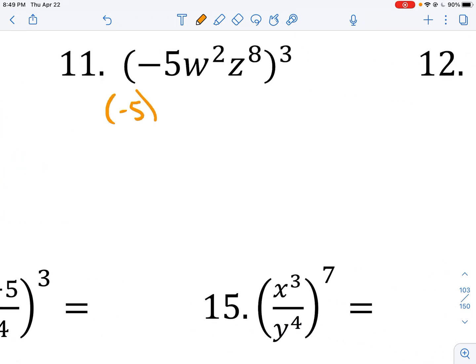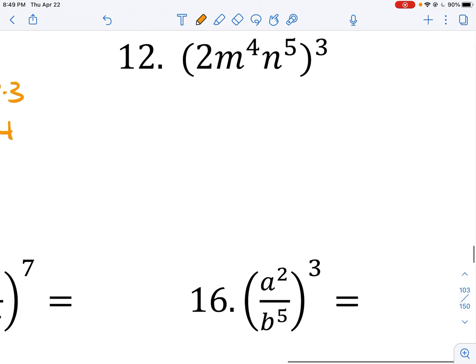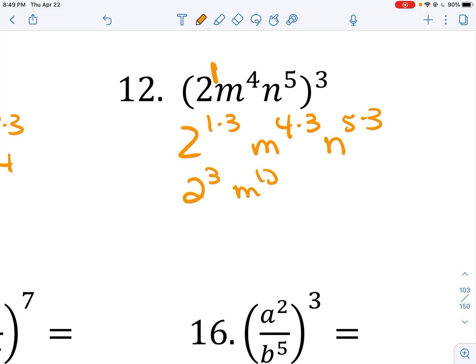This one, I have -5 raised to the 1 times 3, w 2 times 3, and z 8 times 3. So I would get -5 to the 3rd, w to the 6th, z to the 24th. Again, this has an invisible 1. 1 times 3, 4 times 3, 5 times 3. 2 to the 3rd power, m to the 12th power, n to the 2nd power.